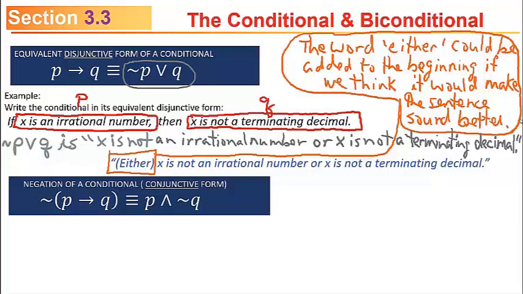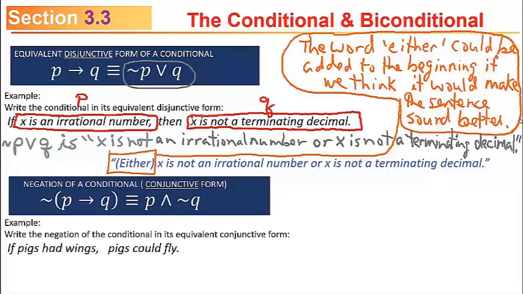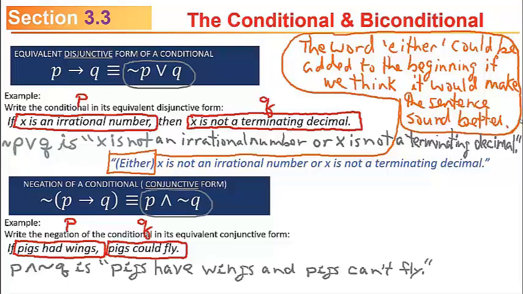Now let's do another example with the negation of a conditional. That changes it into conjunctive form, in other words, to something with an and. What if the statement were, if pigs had wings, pigs could fly? Again, P would be the statement pigs had wings, Q would be the statement pigs could fly, and you want to change it into the right-hand side, which is P and not Q. Well, P is the statement pigs had wings, so you just write that down. The tense doesn't much matter. It might sound better as has or have instead of had, but otherwise that's not really important.